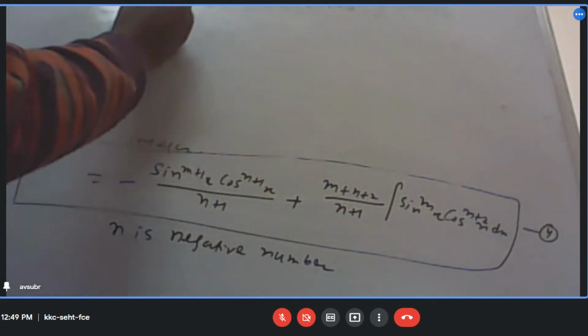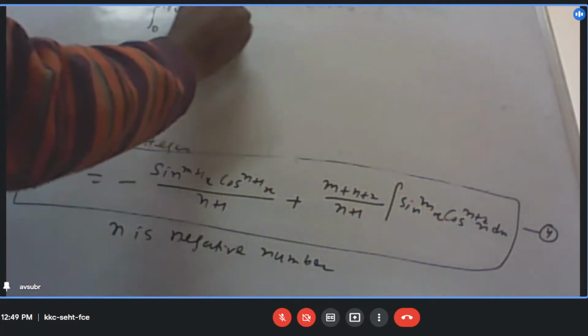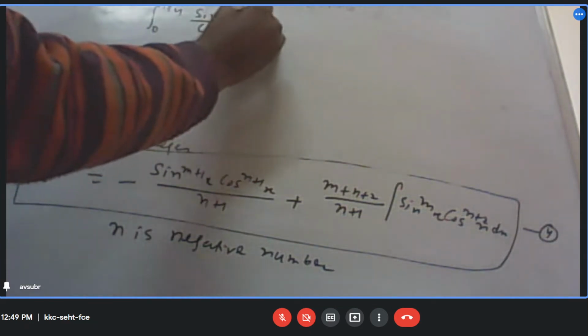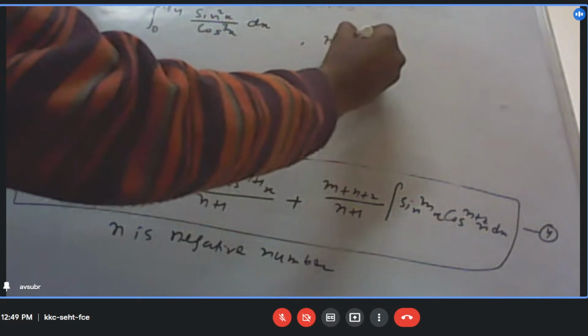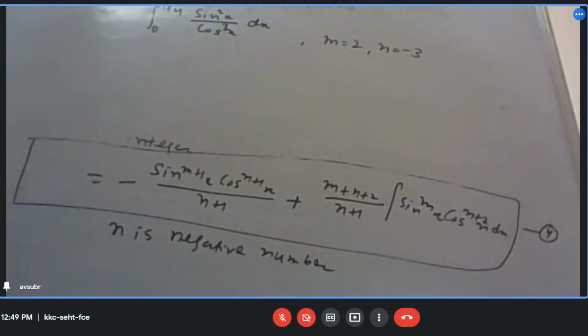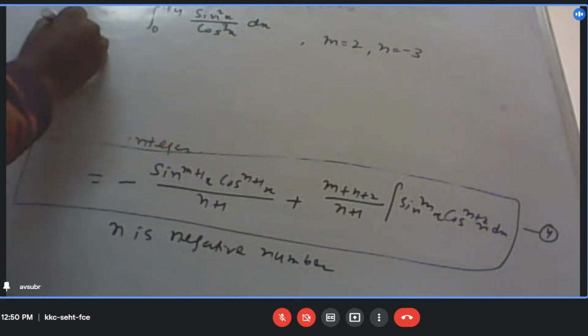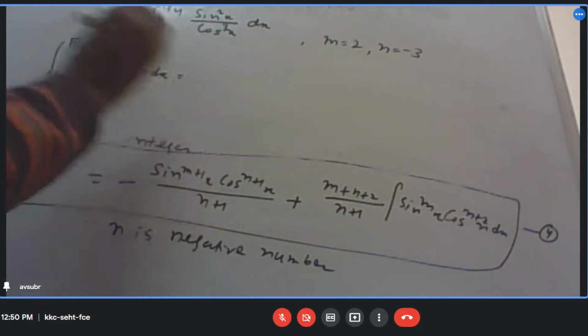So, suppose we have been given a problem that we have to evaluate the integral of sine square x cos cube x dx, the limit goes from 0 to pi by 4. Okay. So now here m is equal to 2 and n is equal to -3. I can bring cos cube in the numerator, and you can see it is -3. So this particular thing will become the integral from 0 to pi by 4 of sine square x cos to the power -3 x dx.